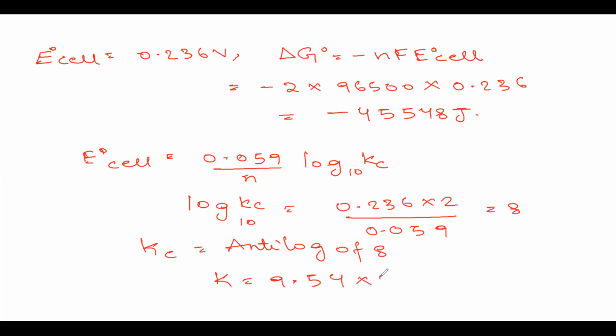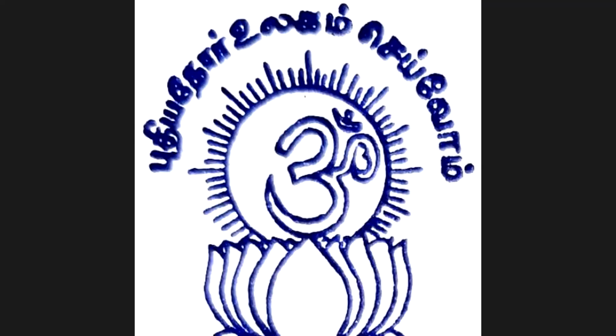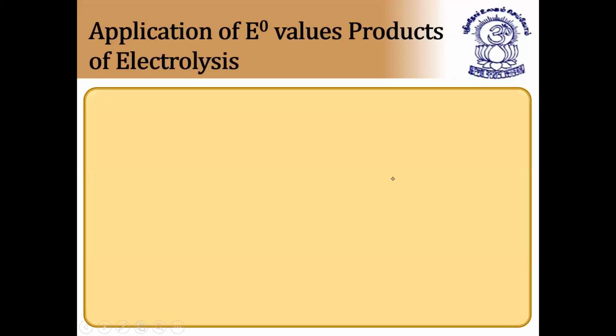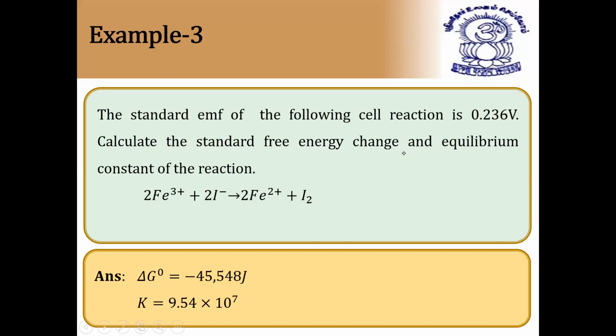So for this type of question, we have to identify where 10 to the power of 7 is given. After 8 point, if the value increases, then automatically 10 power 8 will come. Since it is equal to 8 point, straight away we write 10 to the power of 7. I hope it is clear. So the answer: delta G degree is equal to minus 45,548 joules, and Kc is equal to 9.54 into 10 to the power of 7.